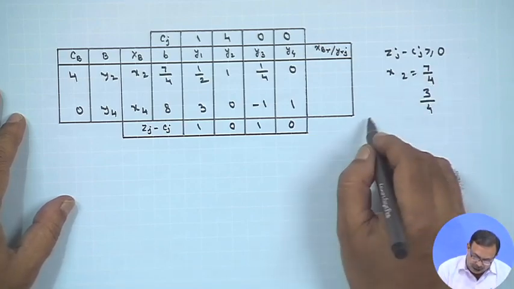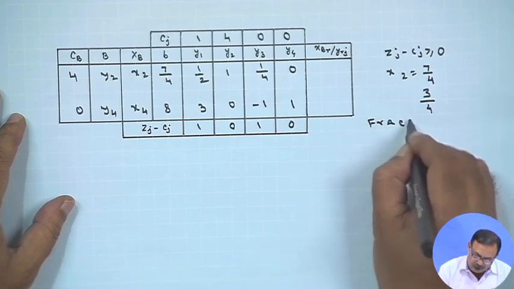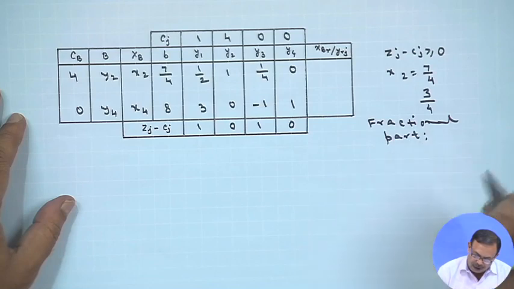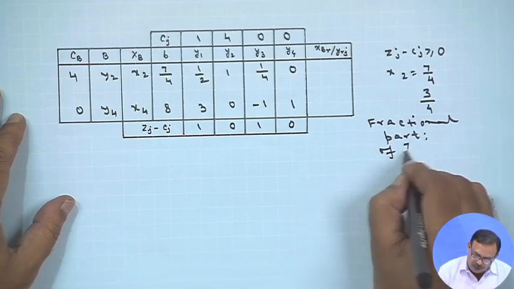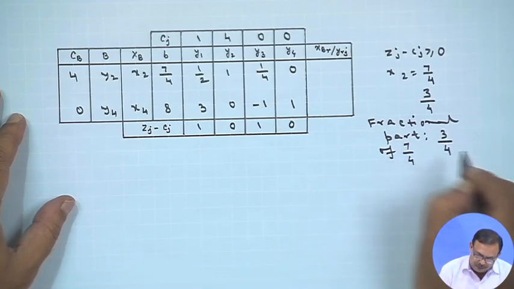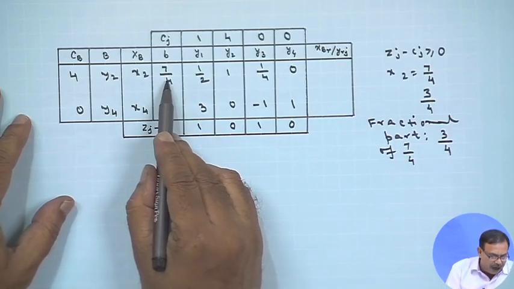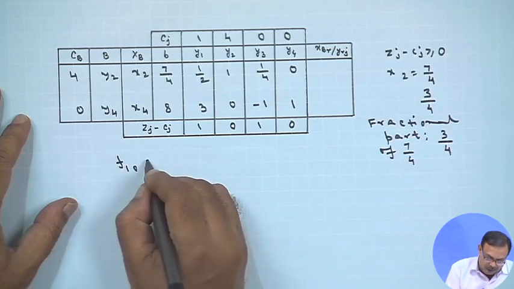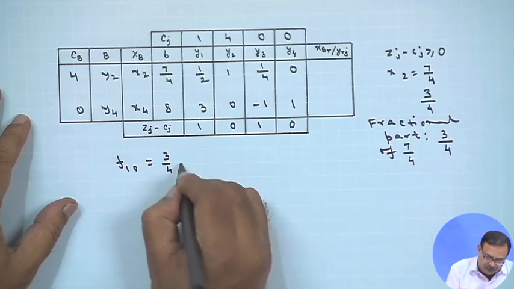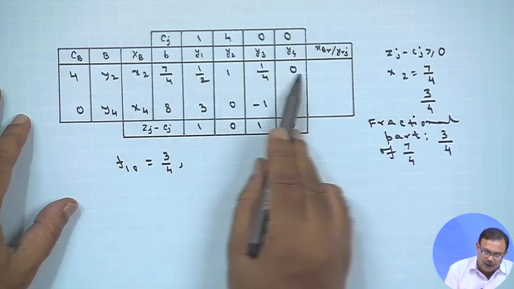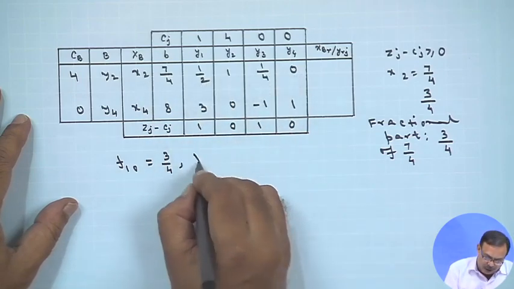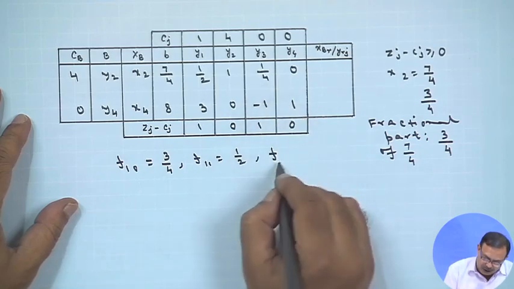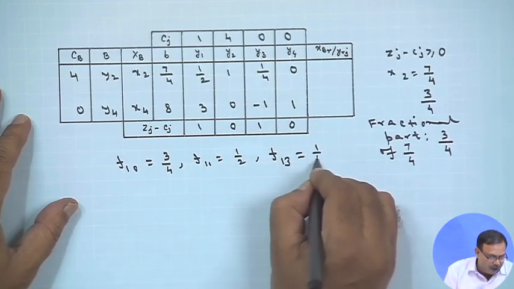So, the fractional part I am calculating here only, it has occurred for one case. So, the fractional part of 7 by 4 is 3 by 4. Therefore, this will be your F10 as usual, as we told last time. So, F10 is equal to 3 by 4. On this row you have two fractional parts. So, your F11 will be equal to half and F13 will be equal to 1 by 4.